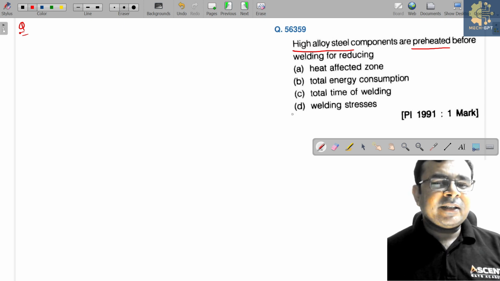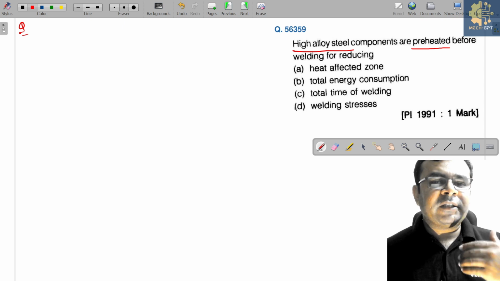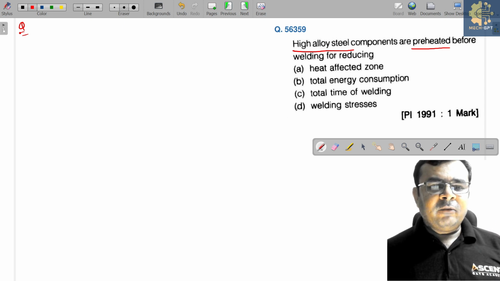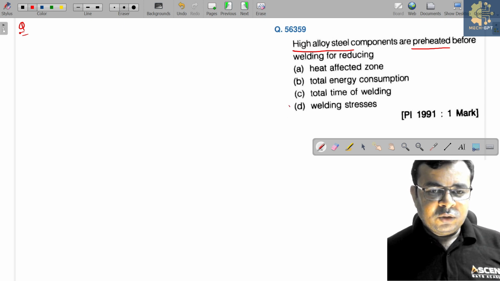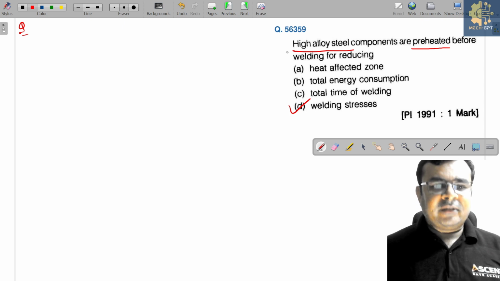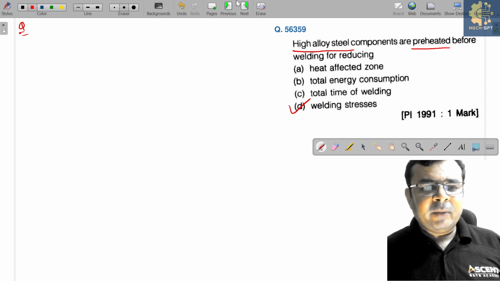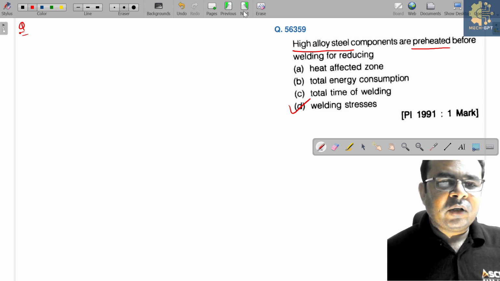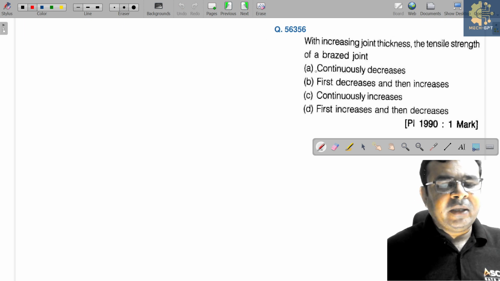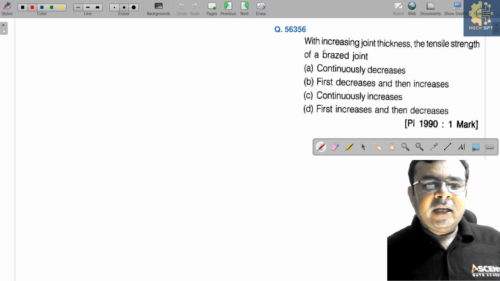So the reason here is that we need to prevent this distortion or crack, so we preheat the weld surfaces. Yes or no? So the correct answer is welding stresses. Is that clear? So preheating is always done to prevent welding stresses. If you prevent welding stresses, then obviously distortion and crack type defects may be eliminated.